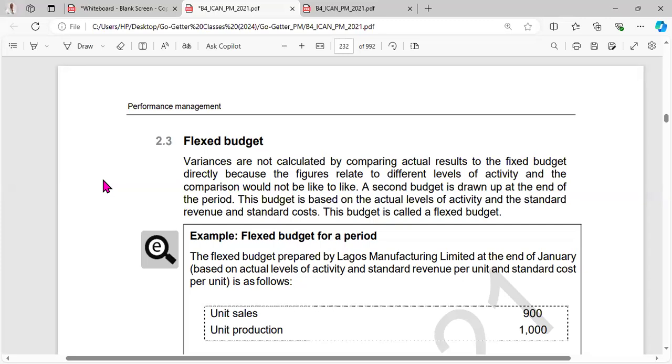And so what we do now is to draw up a second budget at the end of the period. The first one is the fixed budget, which was done at the beginning of the period. This is what we use for planning purposes. The second one, which is done at the end of the period, is used for comparative purposes.